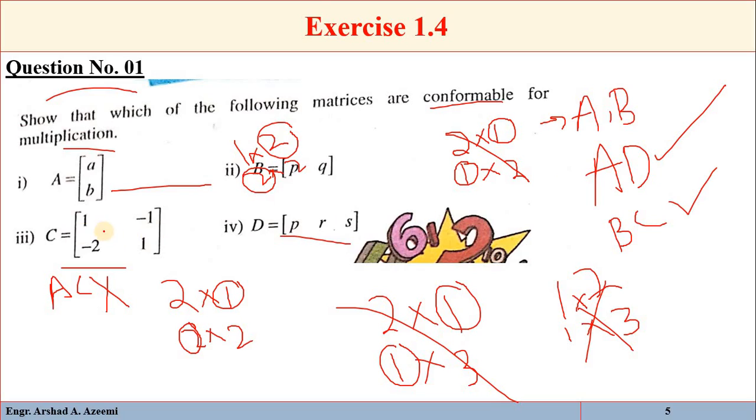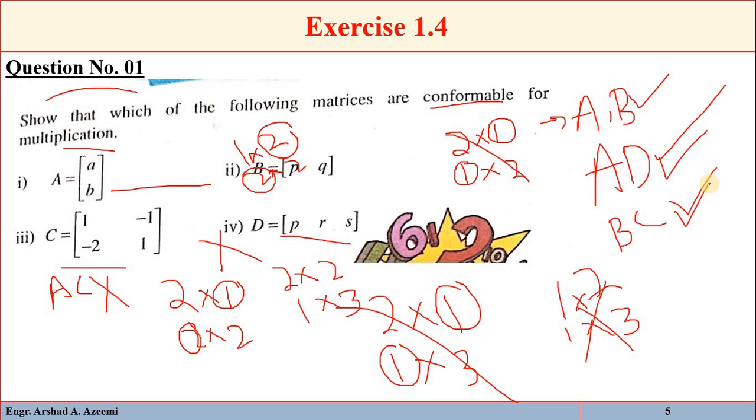Similarly, let's check CD. So in C we have 2 by 2 order, and in D we have 1 by 3 order. So D and C is also not possible. Meaning the multiplication of AB, AD and BC is conformable.